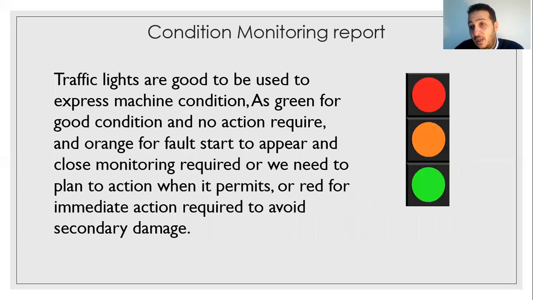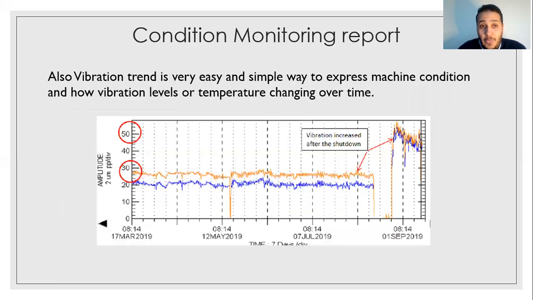Traffic lights are a very good thing to include in the reports, especially in the summary report. You can use red for a machine with high severity, yellow or orange for machines in a moderate condition, or green for a machine in good condition.